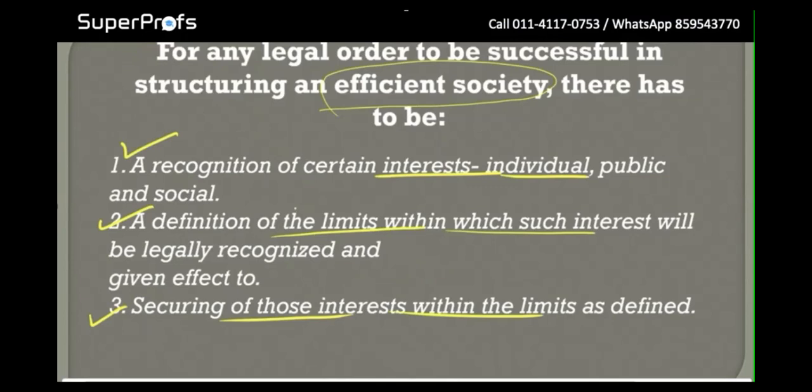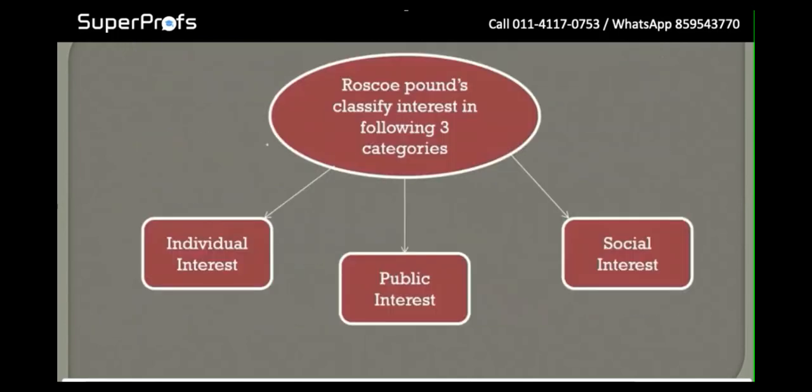So these are the three important things. First we will tell what are the interests of the individual, then the limits within which the interest will be legally recognized, and securing those interests within the limits. So this is how we can have an efficient society according to Roscoe Pound's theory. Roscoe Pound's theory classifies interest into the following three: individual interest, public interest and social interest.